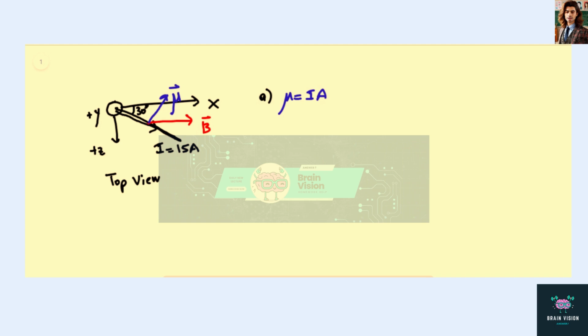So if we look at the angle between the two, this angle would be 30 because these two lines are parallel. Then the angle between mu and B here is 60 degrees. So now calculating the torque, mu cross B, of course, but I'm writing down the magnitude, mu B sine of the angle between the two. Mu being I times A, so let's substitute it here.